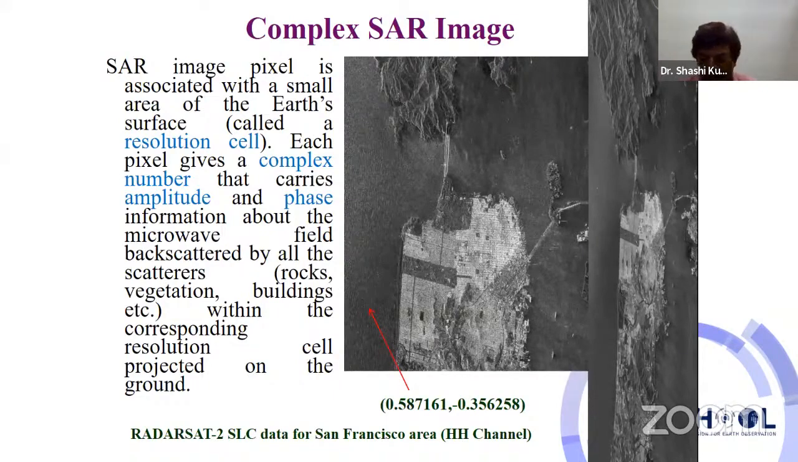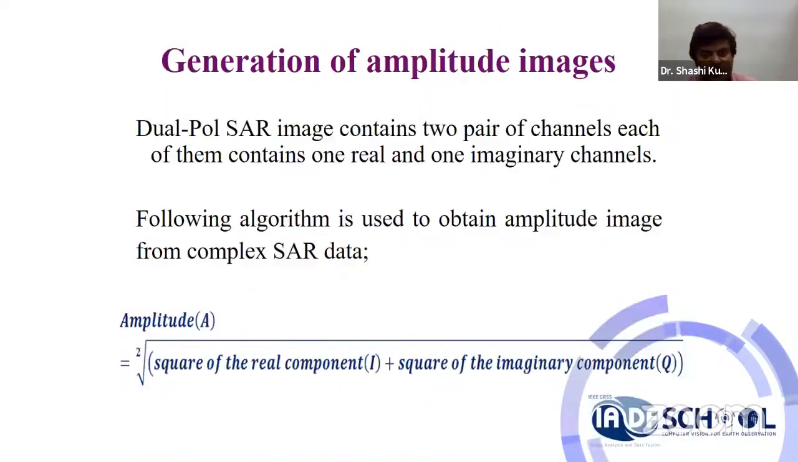And we are going to generate the amplitude image from these values. So the amplitude data set will be the square root of the square of the real component plus the square of the imaginary component, because several people prefer to use the amplitude or intensity data set for image visualization. Okay. So the formula to generate the amplitude data set is shown here.